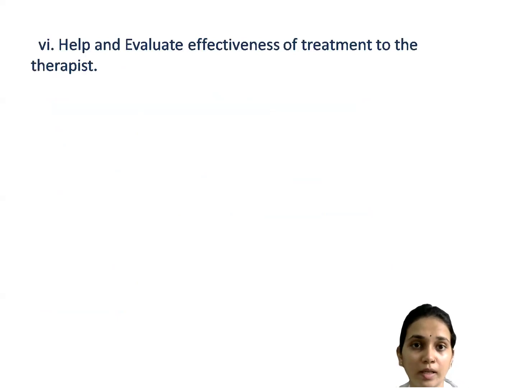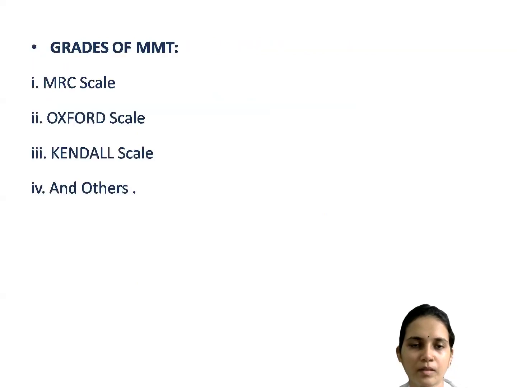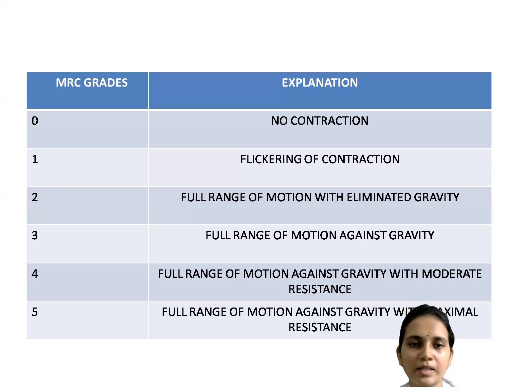And it is useful and helpful in evaluating the effectiveness of the treatment for the therapist. Talking about the grades of MMT, there are different grades of MMT, but the most important grade of MMT is the MRC grade. So in today's lecture, we will see MRC grades of MMT. There are basic 5 grades of MMT, that is grade 0, 1, 2, 3, 4 and 5. Grade 0 is no contraction.